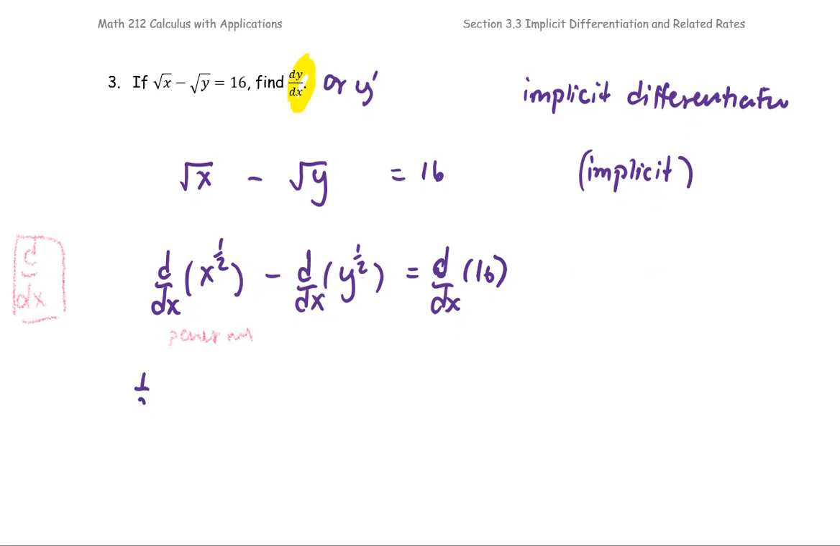So we're going to get 1/2 times x to the negative 1/2. And then the second term, recall x and y, they are not the same thing. We consider y as a function of x. So note that y is a function of x. So then we're going to treat y to the power 1/2 as the composite of the function raised to the power n. And in this step, we're going to use the general power rule.